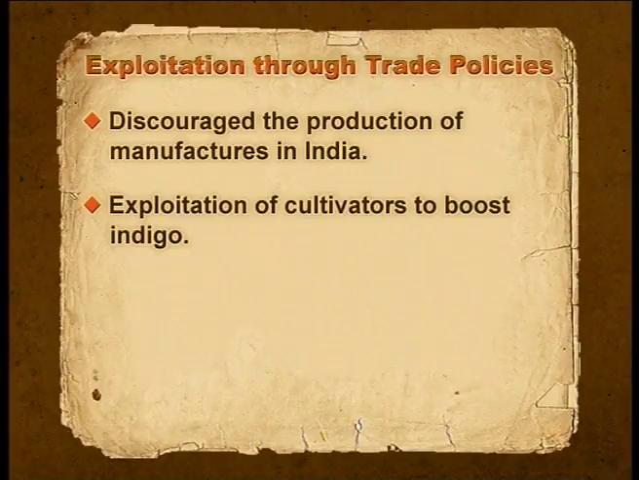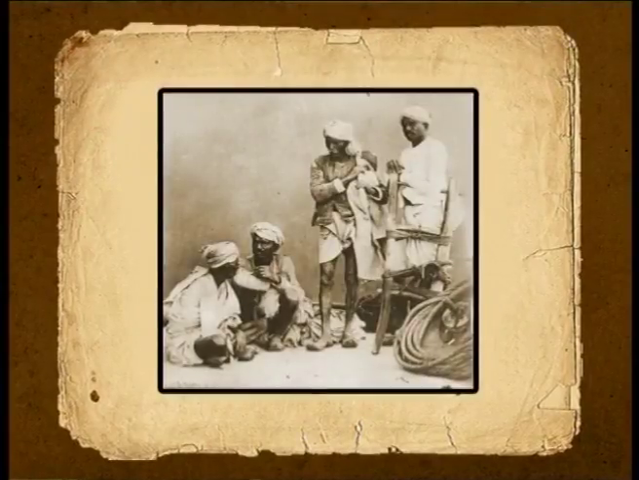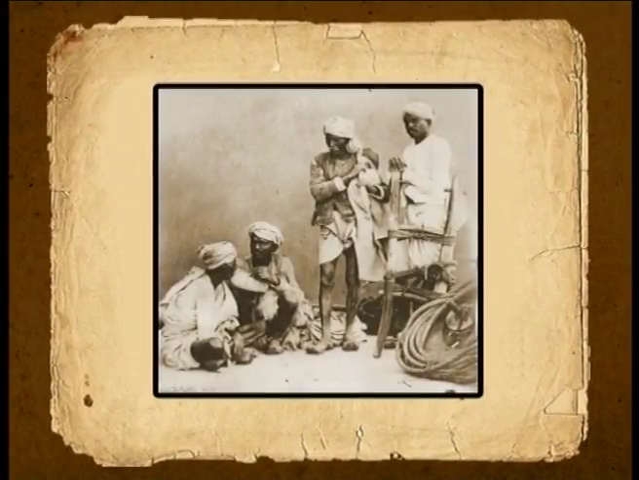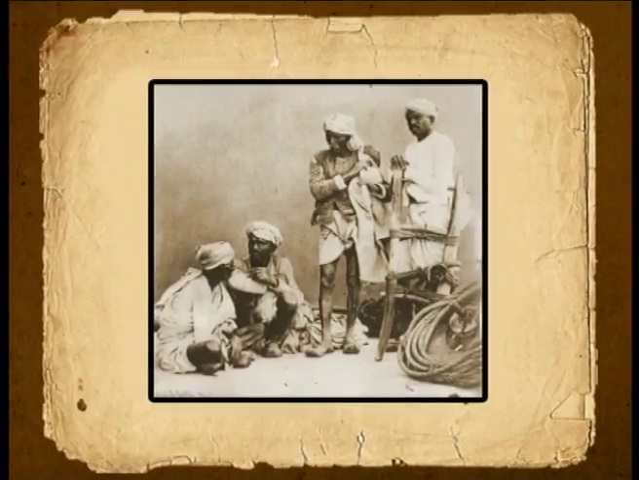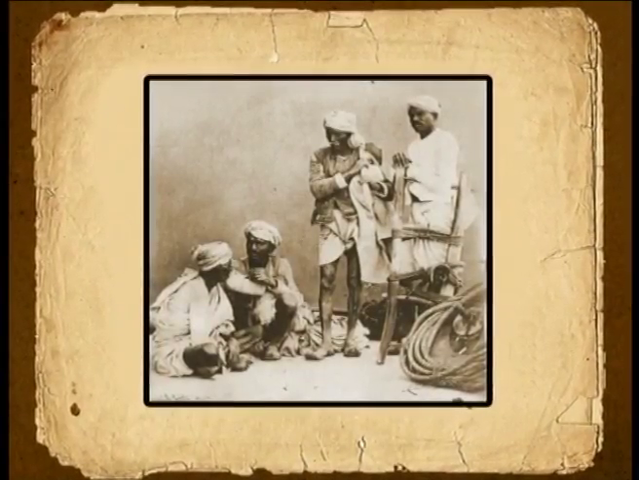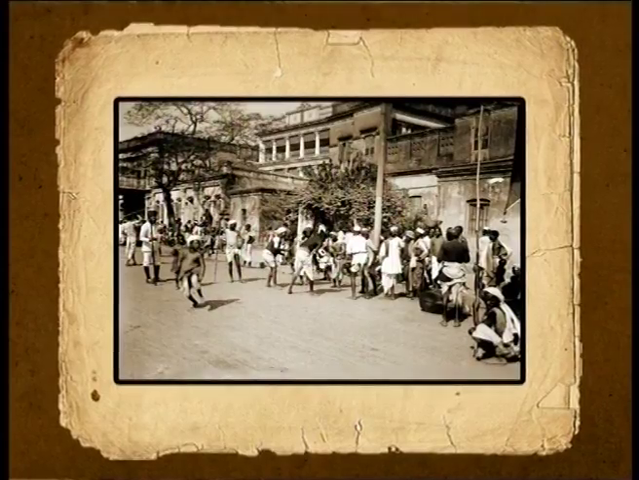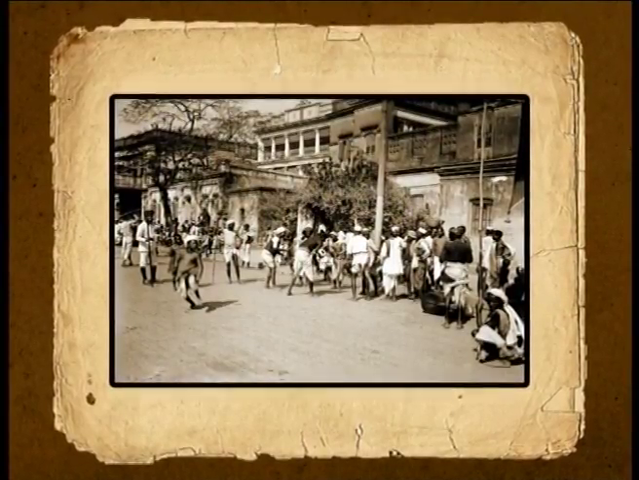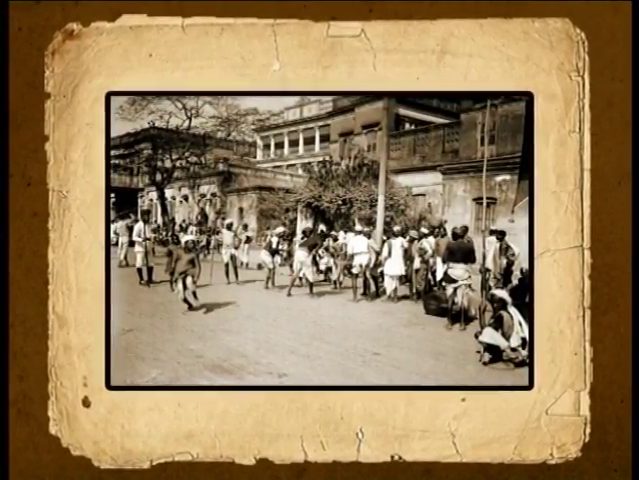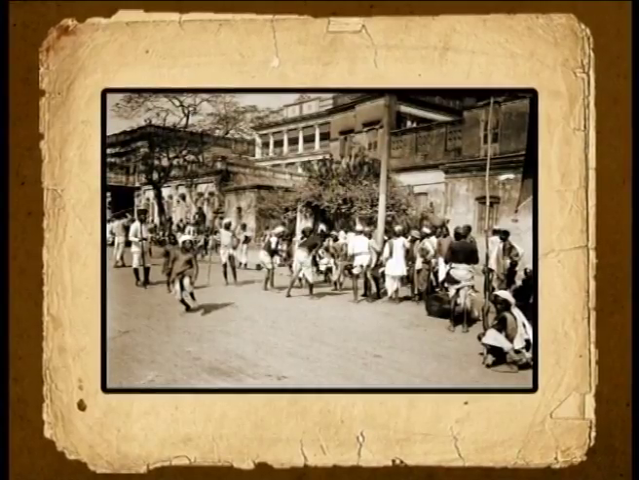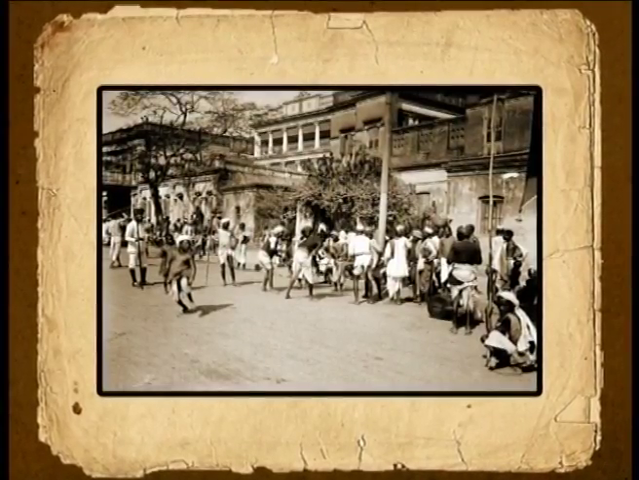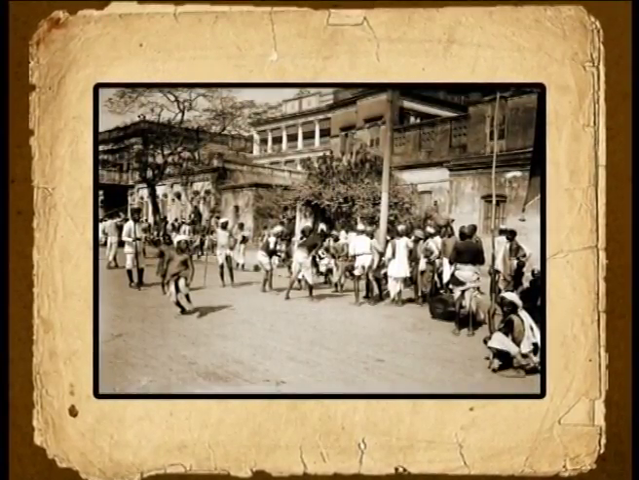Exploitation of cultivators to boost indigo was especially done by the British. They used to give land at a very cheap price and ask the farmers to cultivate indigo plantations. And apart from that, some of the zamindaris also were forced to allocate some land for the cultivation of indigo.